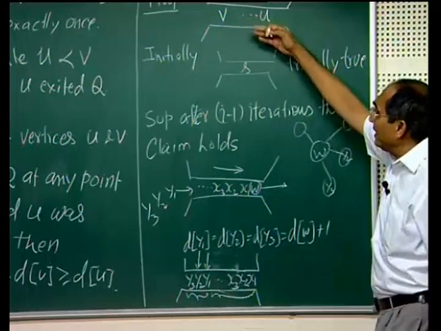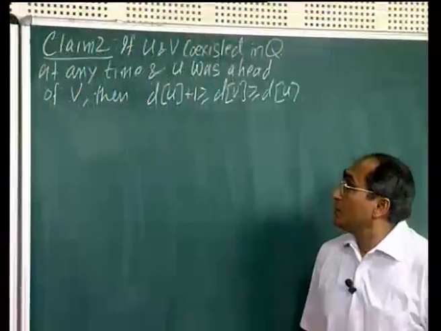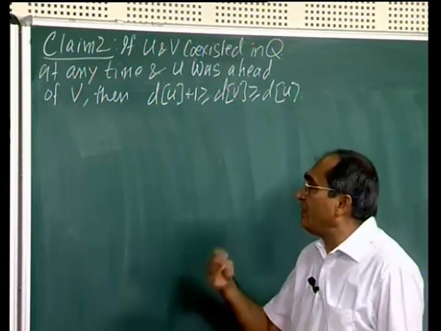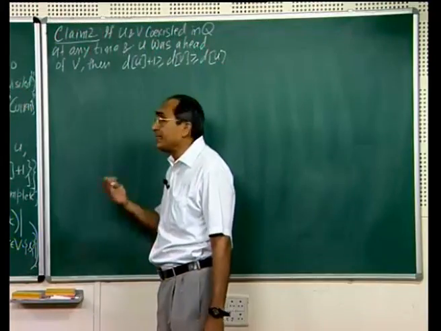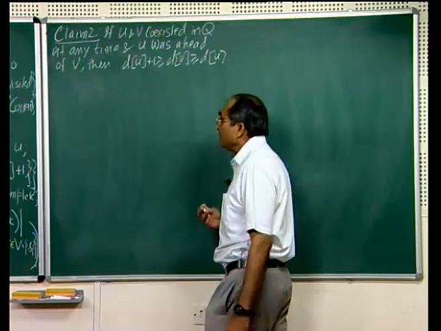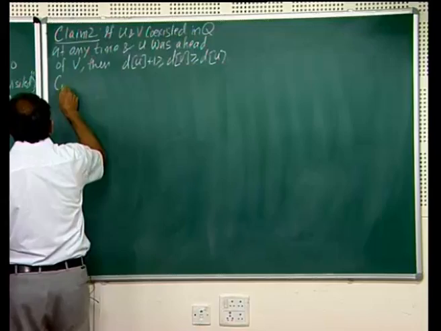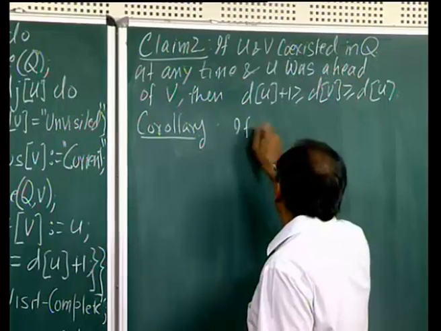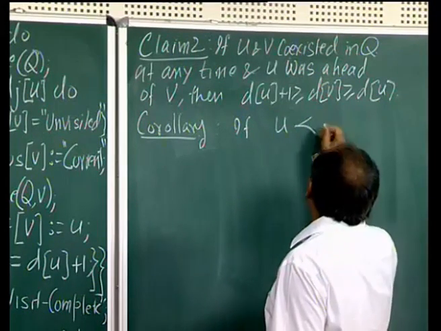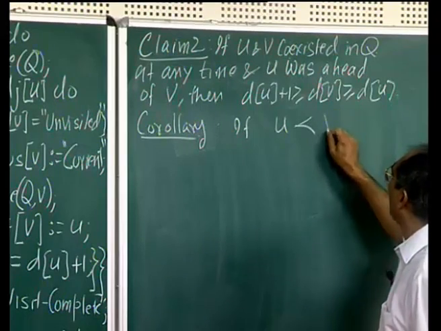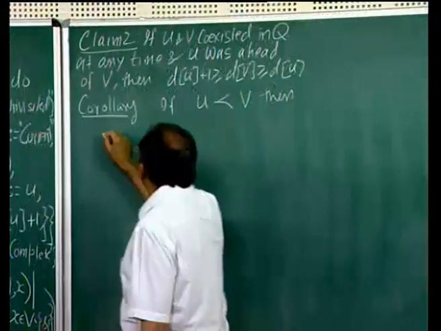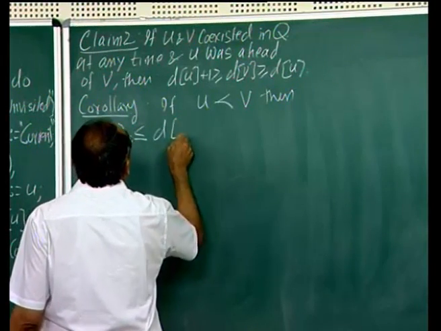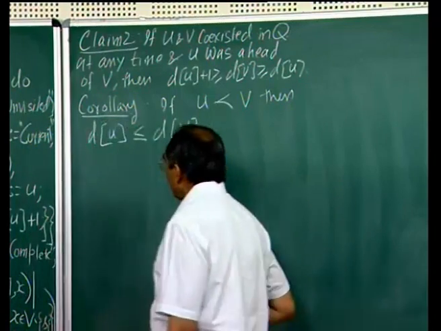Hence, the claim has been established by induction. So, one of the consequences of our result is that the d value of every next vertex cannot be less than the d value of the previous vertex. So, a corollary to this claim is that if u came out of the Q before V, then the d value of u cannot be greater than the d value of V.